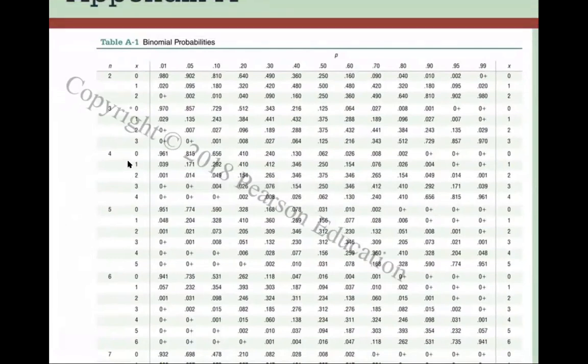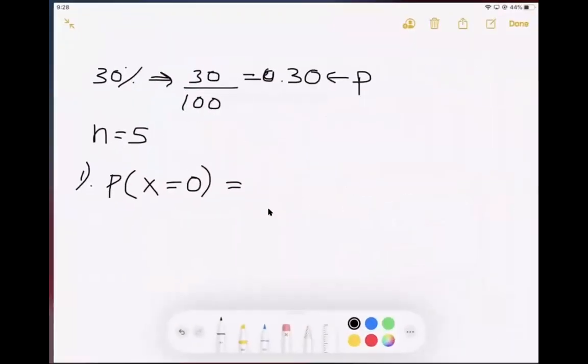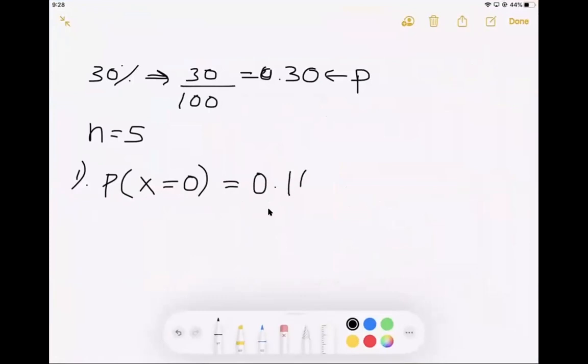Okay, n is 5. X is 0. Then p is 0.3. So this is the answer: 0.168.